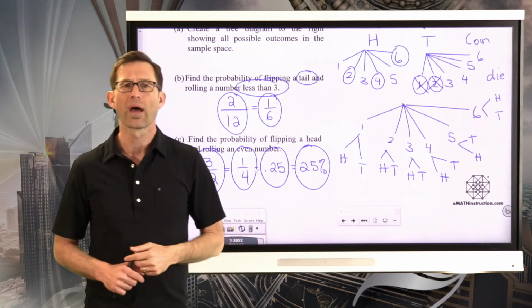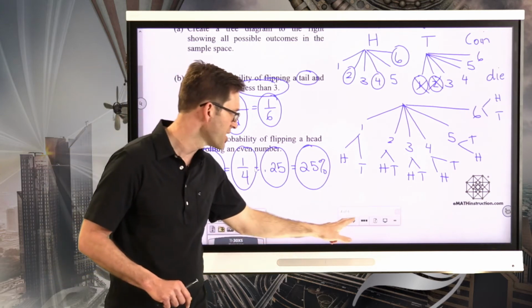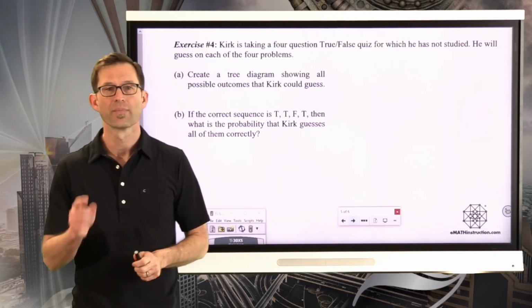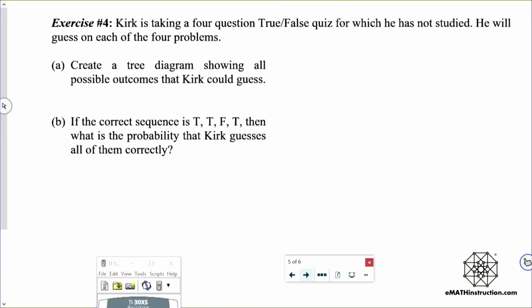Let's look at a rather complicated one in our last exercise of the lesson. Exercise number 4. Kirk. Oh, Kirk. Kirk is taking a 4-question true-false quiz for which he has not studied. Oh, Kirk. He will guess on each of the 4 problems. Letter A, create a diagram showing all possible outcomes that Kirk could guess.